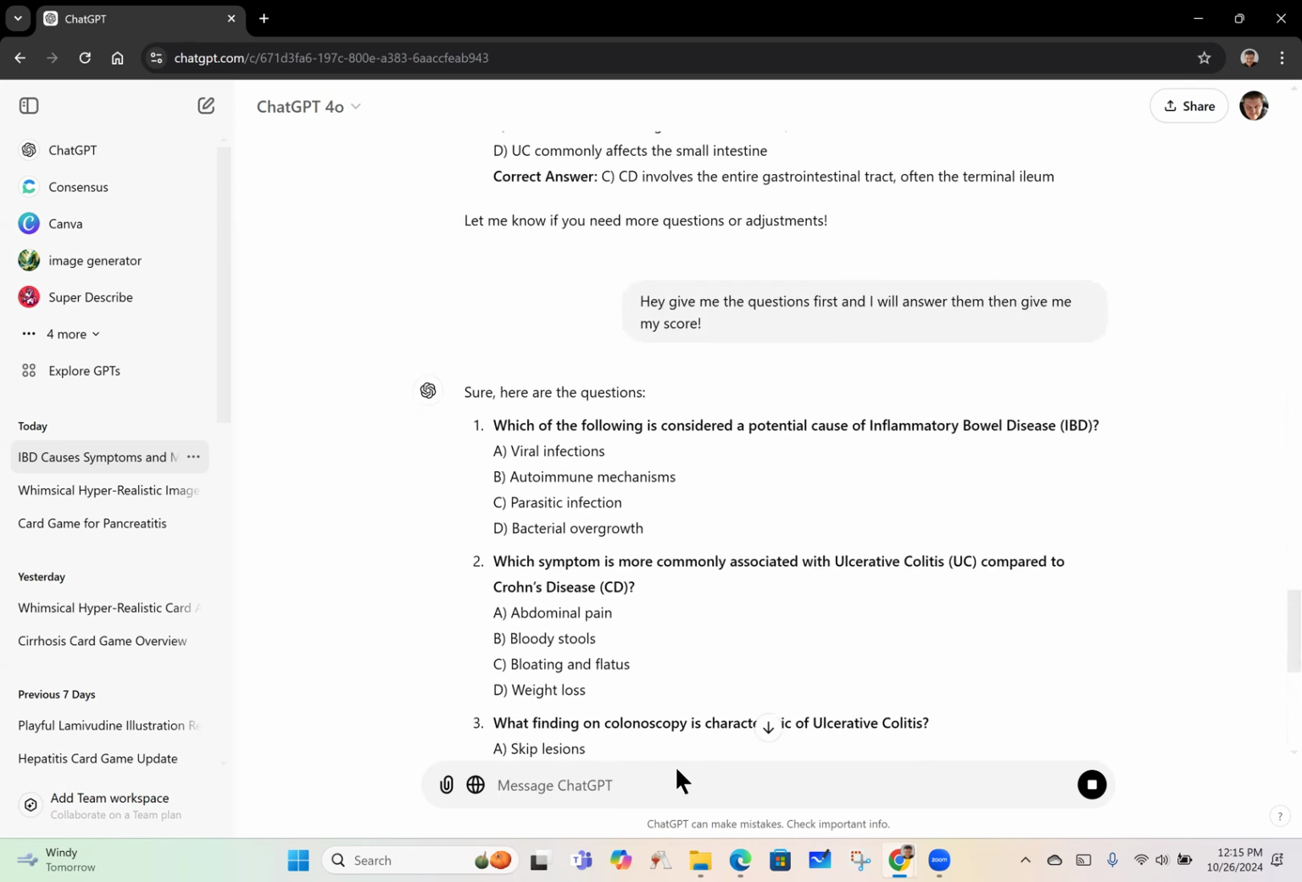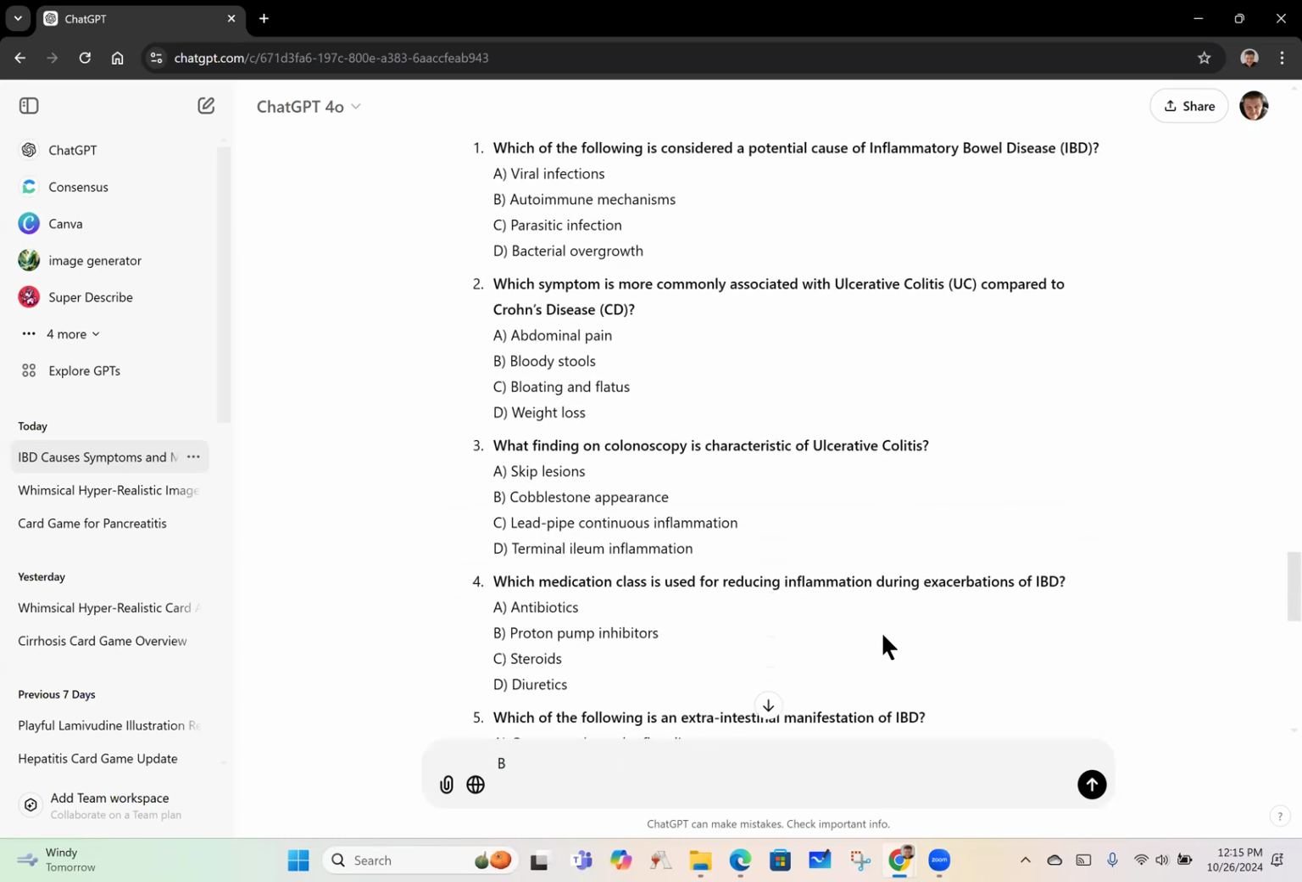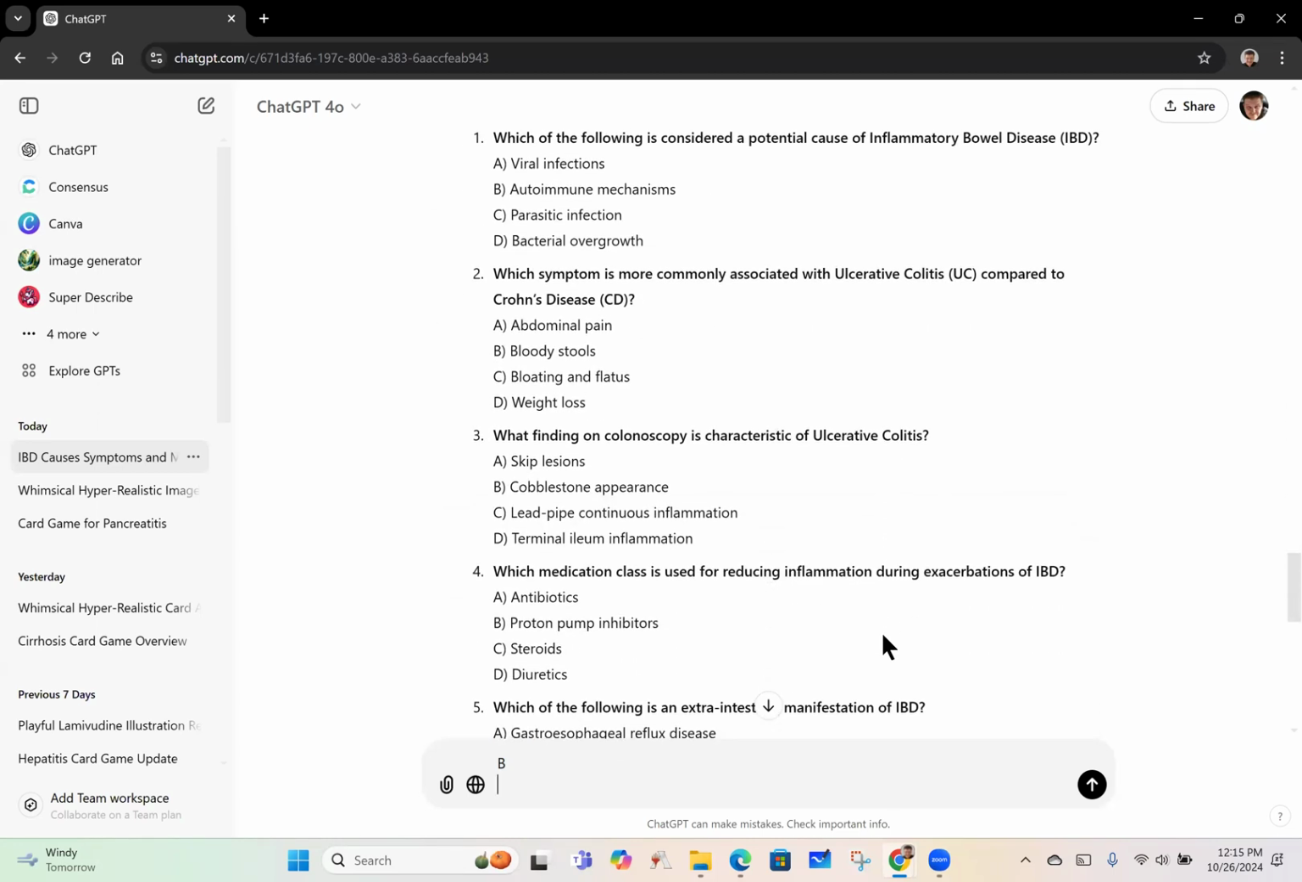So real quick, which of the following is considered a potential cause of IBD? B, right? What's next? Common associated with ulcerative colitis compared to Crohn's disease. So with ulcerative colitis, not Crohn's disease. Weight loss could affect both, but weight loss is really Crohn's disease. Bloating and flatus, that's kind of both. That's very non-specific. Bloody stools is a lot more with ulcerative colitis, because they both have bloating, flatus, and abdominal pain. Weight loss is Crohn's. So that leaves us bloody stools. Yes, bloody stools is both, but more with ulcerative colitis.